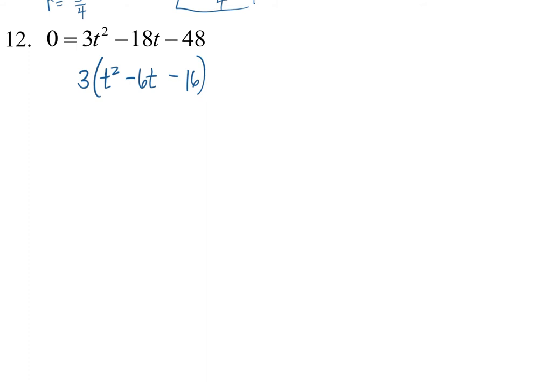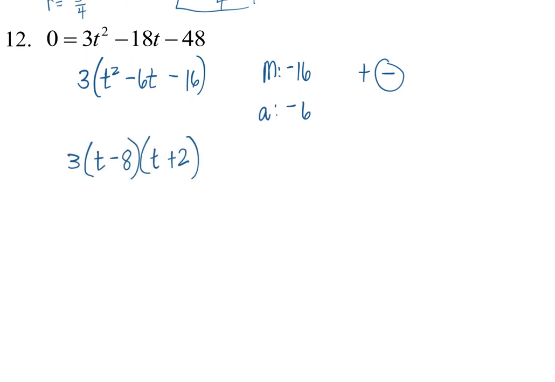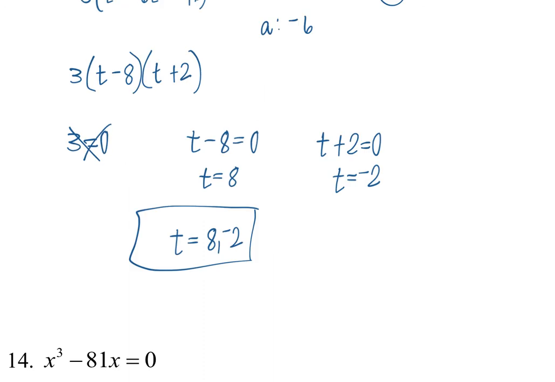Well, if you're multiplying to get a negative 16, your signs are different. If you're adding to get a negative 6, that means your larger number is going to be negative and your smaller number is going to be positive. So to multiply to get negative 16, I chose negative 8 and positive 2, because those two numbers would add to give me that negative 6. So now I can just set each factor equal to 0.